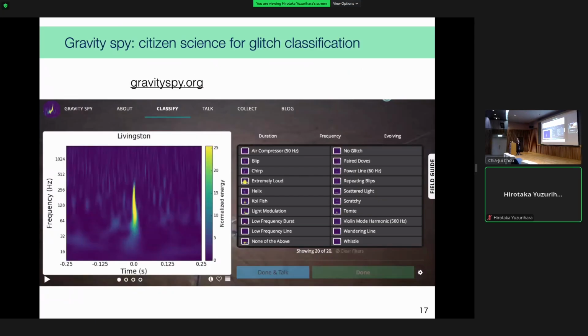This is an introduction of Gravity Spy, a citizen science project for glitch classification. As we saw in the previous slide, there are many types of non-stationary noise, and this is a citizen science project, so you can join this activity and contribute. It looks like this, by clicking on the website, so please visit it.